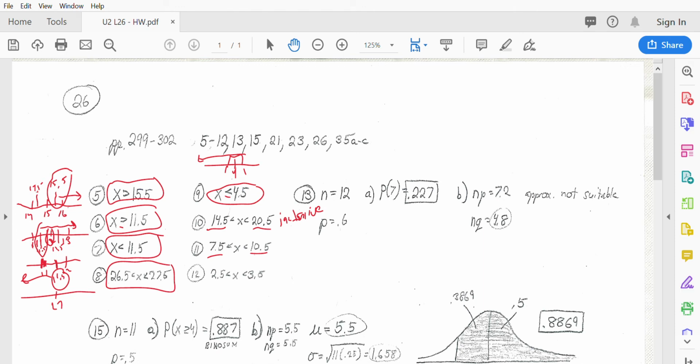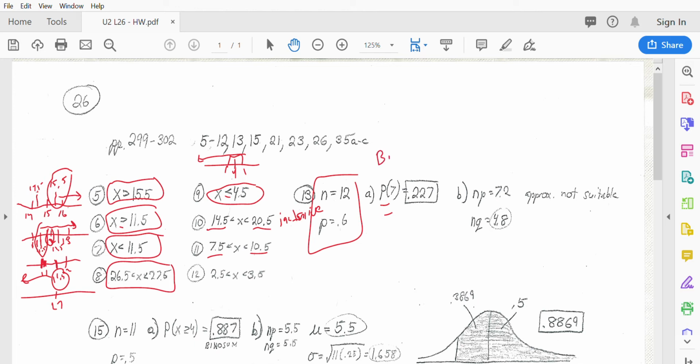Yes, great. So speaking of the binomial programs on your calculator, pause this video, have your calculator handy. In number 13, n equals 12 and p equals 0.6, and they're asking for the probability of 7 successes. This is a binomial question. This is a binomial formula on your calculator.